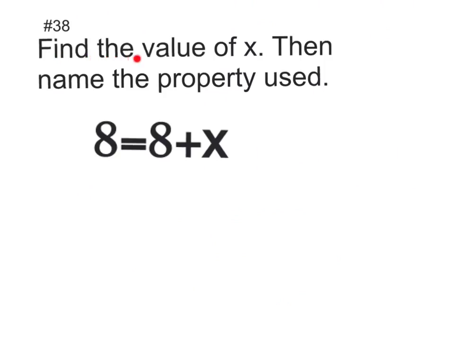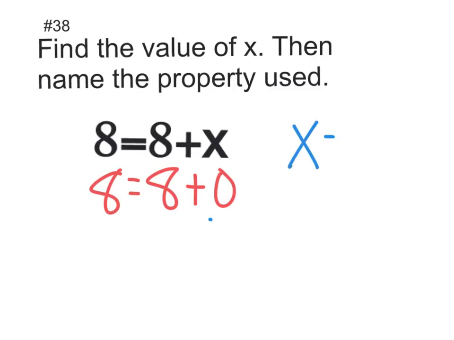Let's take a look at 38. It says, find the value of x. What is x equal to? And then name the property used. So the first thing that we need to do is evaluate what this is equivalent to. 8 equals 8 plus x. Well, 8 plus what gives you 8? 8 plus 0 gives you 8. And so x equals 0.